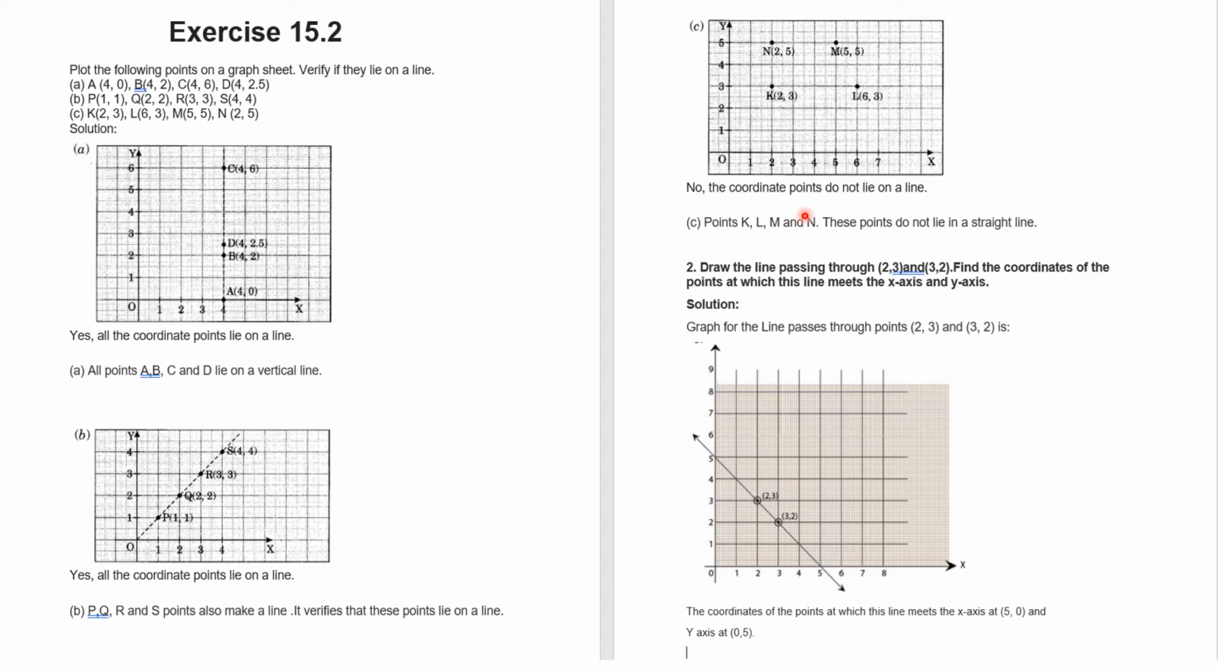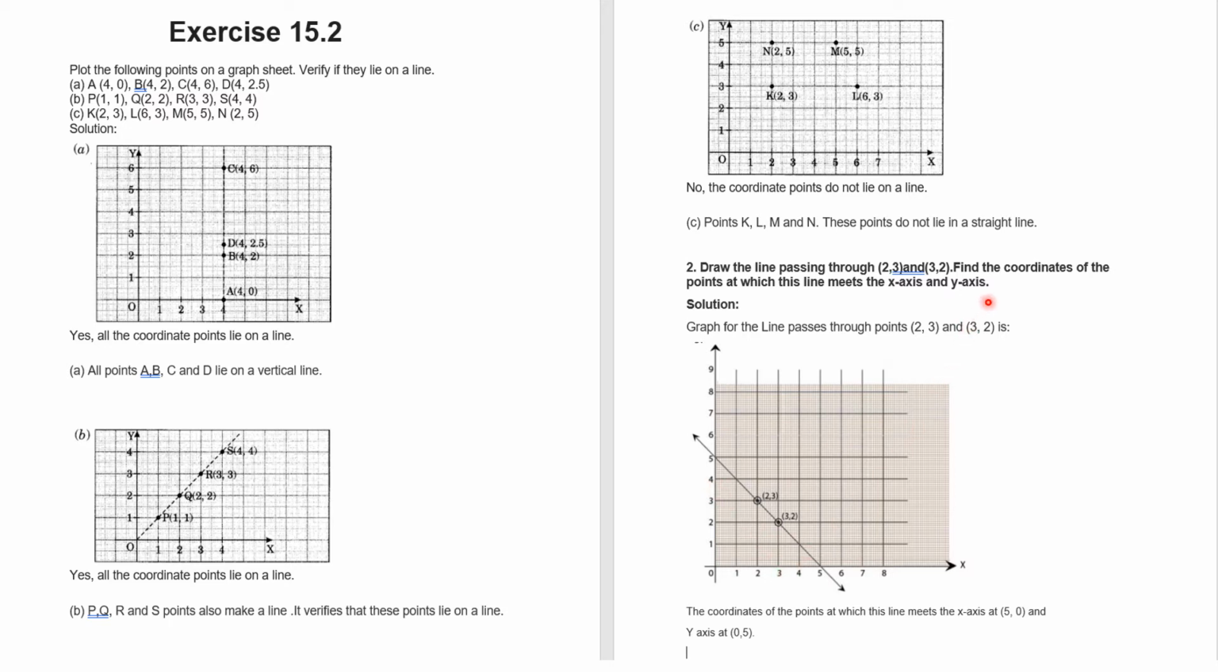Now have a look at question number two. We have to draw a line which passes through (2, 3) and (3, 2). Now see what I have told you, that these are ordered pairs. So there is a difference between (2, 3) and (3, 2). (2, 3) means x is 2 and y is 3. And (3, 2) means x is 3 and y is 2. So here we have 2 points and we have joined them.